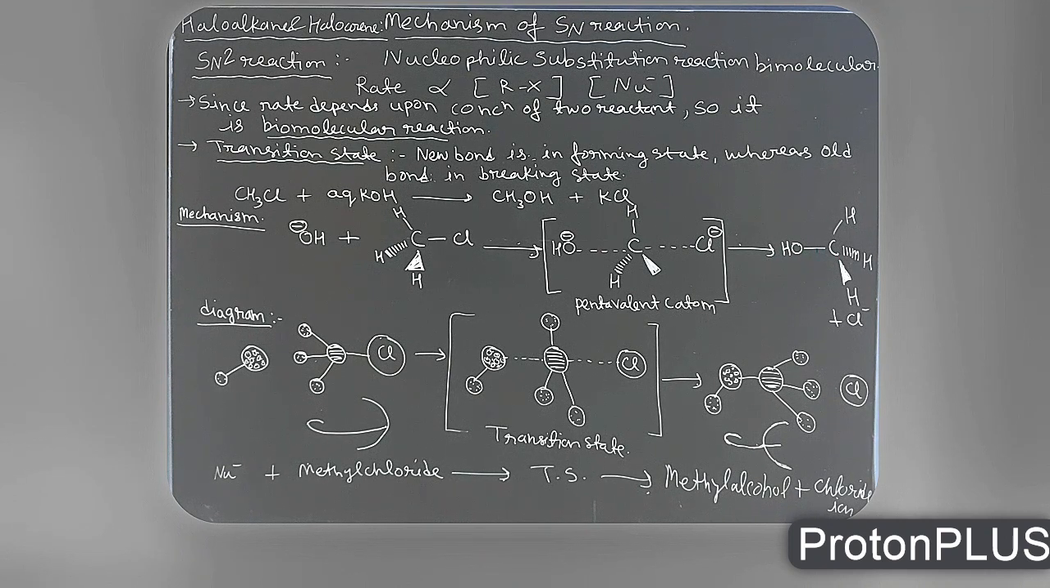And as you can see, the configuration is inverted. It will be inverted like an umbrella. As a strong wind catches an umbrella, it moves into an inverted form. As you can see from the diagram also, this is your OH minus, that is the nucleophile. Simple dots in circles represent hydrogen atoms and dark dots represent oxygen atoms. Similarly, methyl chloride is also represented in this diagram.